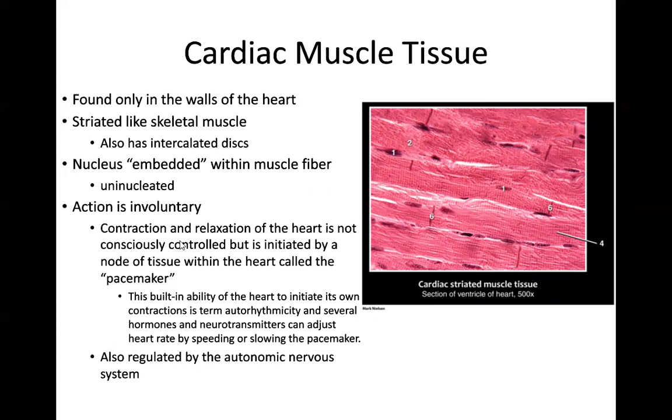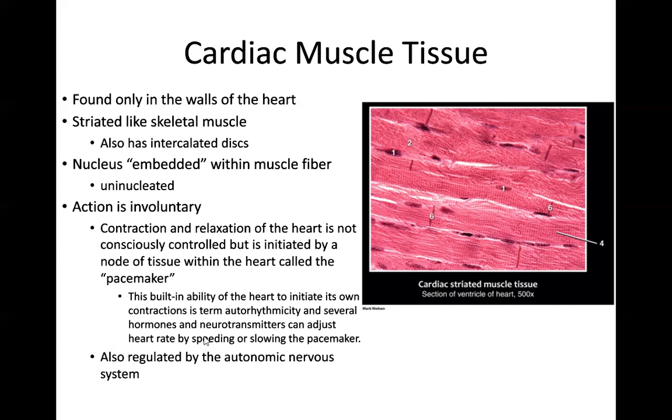It is not consciously controlled, but something unique about cardiac muscle tissue is that it creates its own nerve signal in a patch of tissue called its pacemaker, the sinoatrial node. This built-in ability of our heart to initiate its own contraction is called autorhythmicity, auto being self, so that's where that term comes from. But as we just recently talked about, things like the sympathetic and parasympathetic nervous system, and hormones like epinephrine, also known as adrenaline, are going to speed up heart rate and make the heart beat faster and harder.